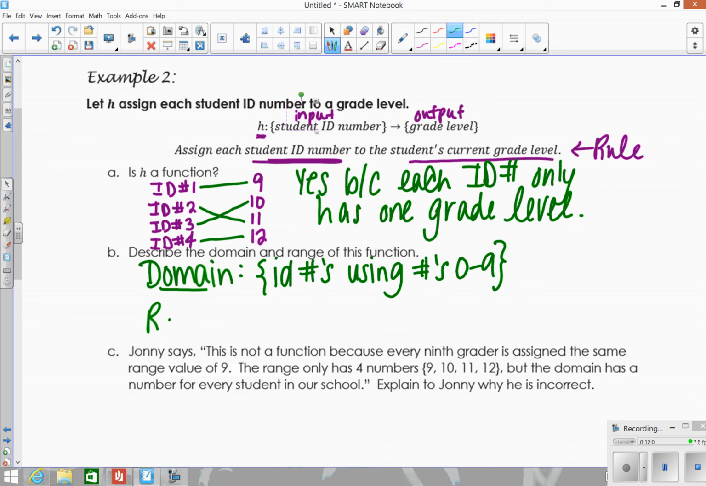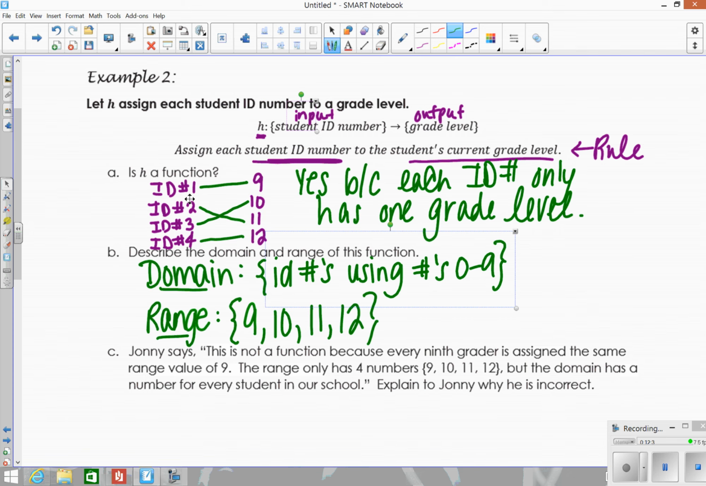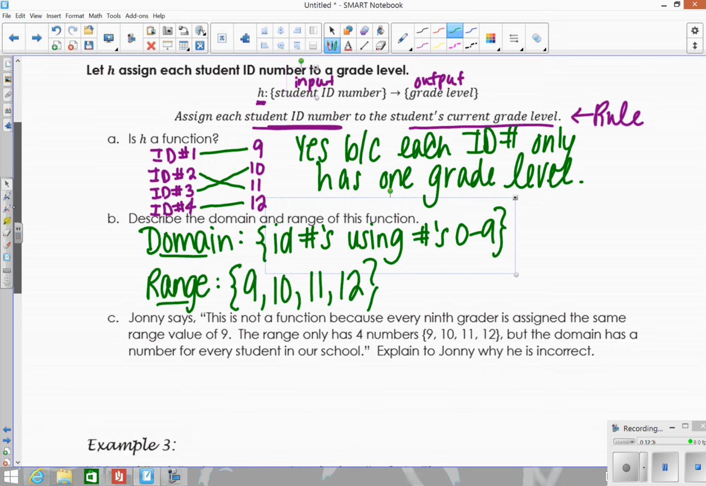And then the range is going to be the grade levels, which in this case, we're just going to do this for high school. So the range, the only possible outputs, is 9, 10, 11, and 12. That's what everything got mapped to. I could have definitely more inputs than what I listed, but I can't have any more outputs because there's only 4 grade levels. And there's however many kids in the school, that's how many ID numbers I have, which I don't know, so we're just leaving it as, in general, ID numbers, not listing them all out.